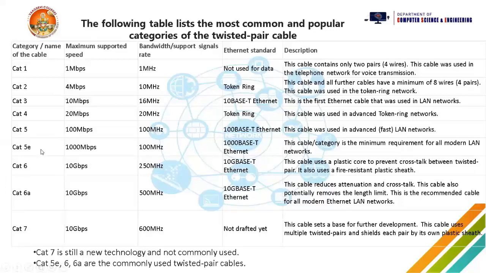So you can see 5E supports a maximum speed of 1000 Mbps. The bandwidth is 1000 MHz, and the standard that they follow is the 1000BASE-T Ethernet standard. Again, Cat 6 supports 10 Gbps speed. Bandwidth is 250 MHz. Cat 6A supports again 10 Gbps, same as Cat 6, but the bandwidth here is 500 MHz and the standard is 10GBASE-T. Okay. As said, Cat 7 is still a new technology and not commonly used. Cat 5e, Cat 6, 6a are more commonly used twisted pair cables.